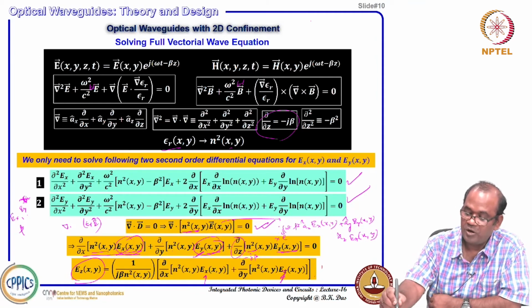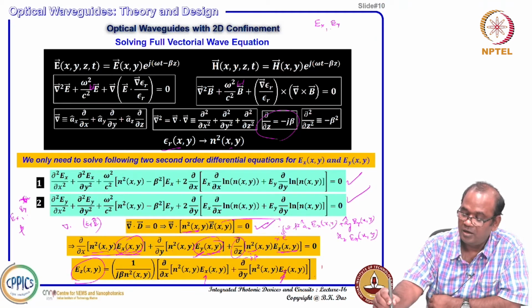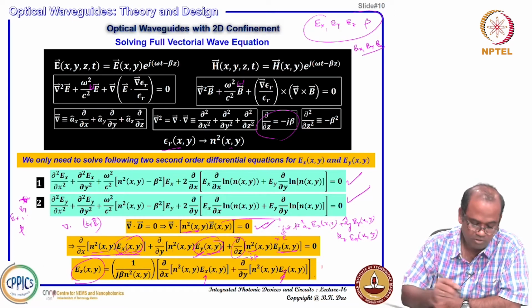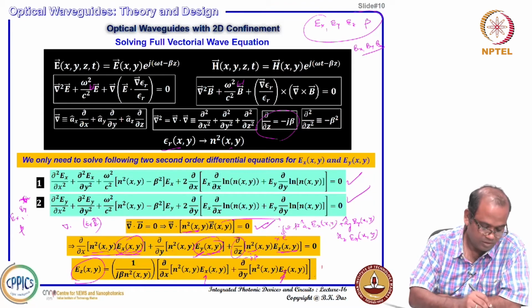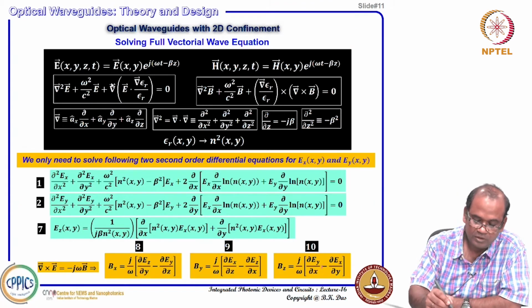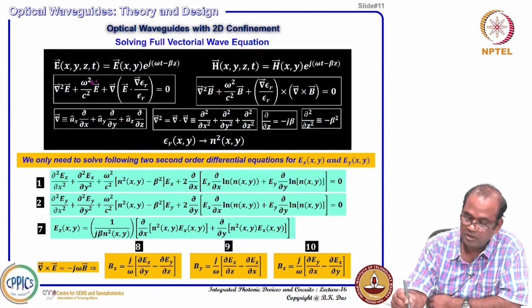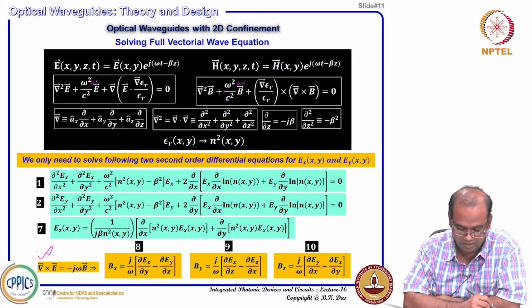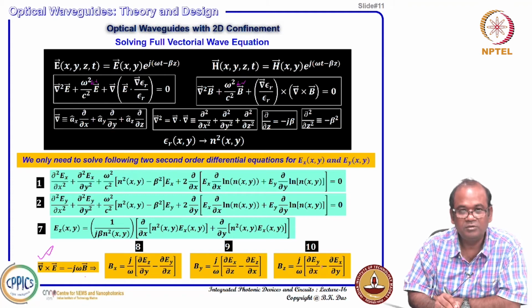So, now at this point of time, you already know Ex, Ey, Ez as well as beta. What is left over? You need to know Bx, By and Bz. So, how will you know that? You go to the next thing, you turn to another curl equation, that is curl E equal to minus j omega B.